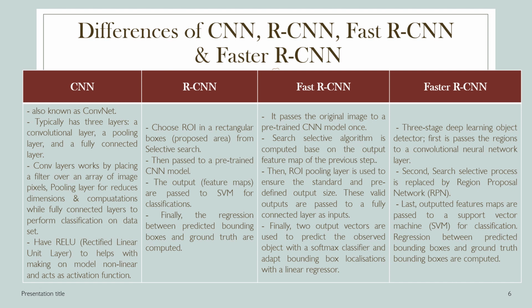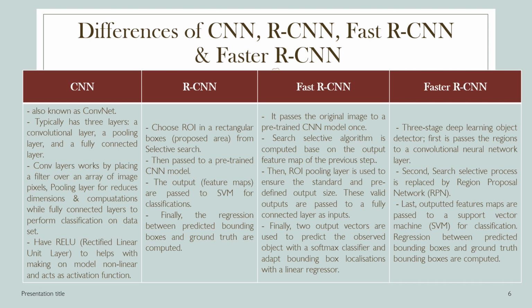By the way, those convolution layers have ReLU, the rectified linear unit layer, to help make the model nonlinear and act as an activation function. In short, ReLU is like a filter for the dataset. Second, RCNN chooses ROIs as rectangular box proposals from selective search. RCNN then passes them to a pre-trained CNN model, and the output feature maps are passed to an SVM for classification. And finally, the regression between predicted bounding box and ground truth is computed.